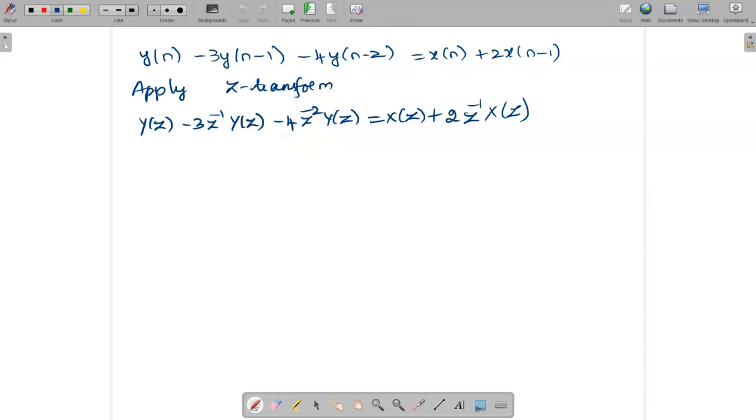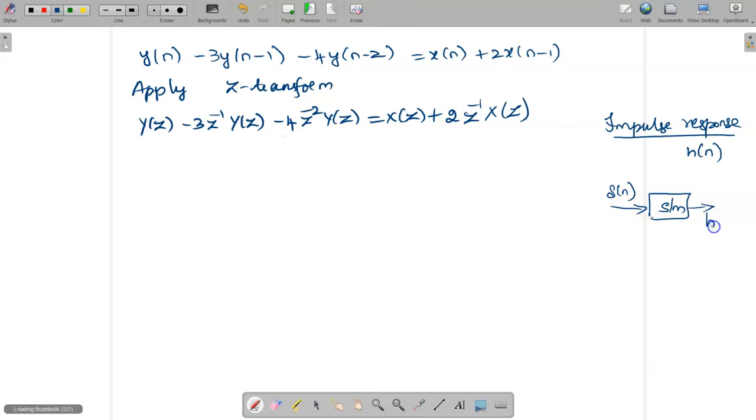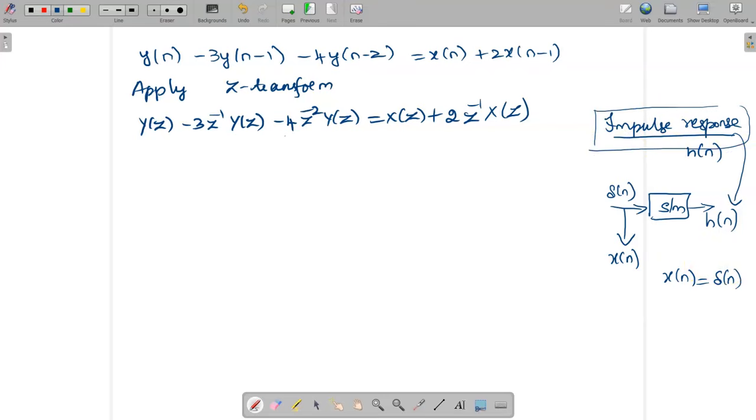First of all, what is impulse response? Impulse response is denoted by h of n. When do we get h of n? When we have a system, if we apply the input signal as del of n, that is the impulse signal, the output we obtain is nothing but the impulse response. So, here we are considering that the input is del of n, so x of n equals del of n. We have to consider x of n as del of n whenever we are finding the impulse response.